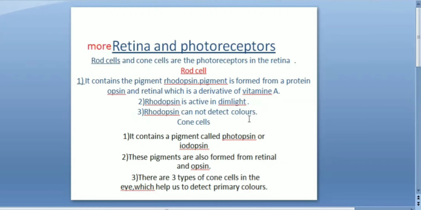So what all things should we remember while talking about the rod cells? Yes, rod cells are the photoreceptors present in the retina that help us to see in dim light. Next, they cannot detect colors, and they are made up of a pigment called rhodopsin. Rhodopsin consists of opsin and retinal. Opsin is the protein molecule while retinal is derived from vitamin A.